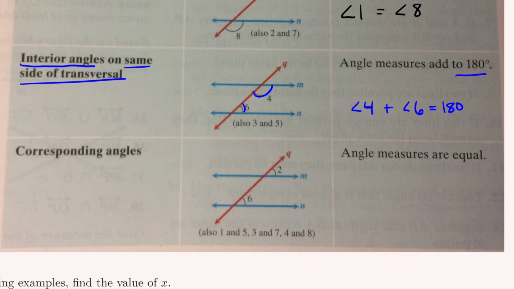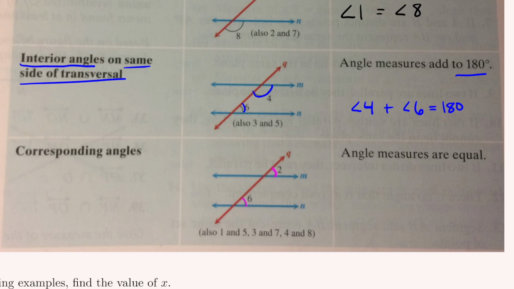And our final rule that we're going to use is corresponding angles. So a corresponding angle is an angle in the exact same location, but just based on the other parallel line. So for instance, angle 2 is above the parallel line and to the right of the transversal. Similarly, angle 6 is above the lower parallel line and to the right of the transversal.